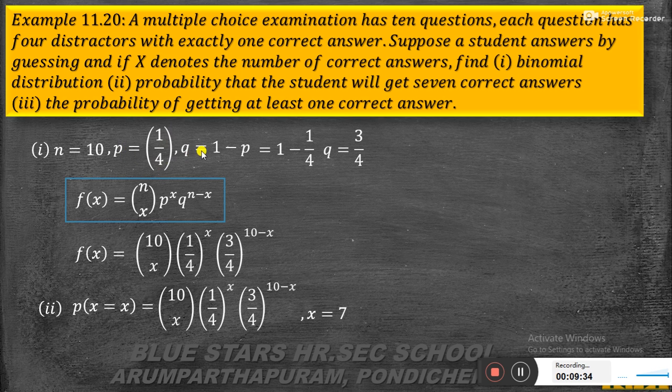The probability of failure means q equal to 1 minus p. The p value is 1 by 4. I substitute, doing the cross multiplication: 4 minus 1 means 3 by 4. So q equal to 3 by 4.